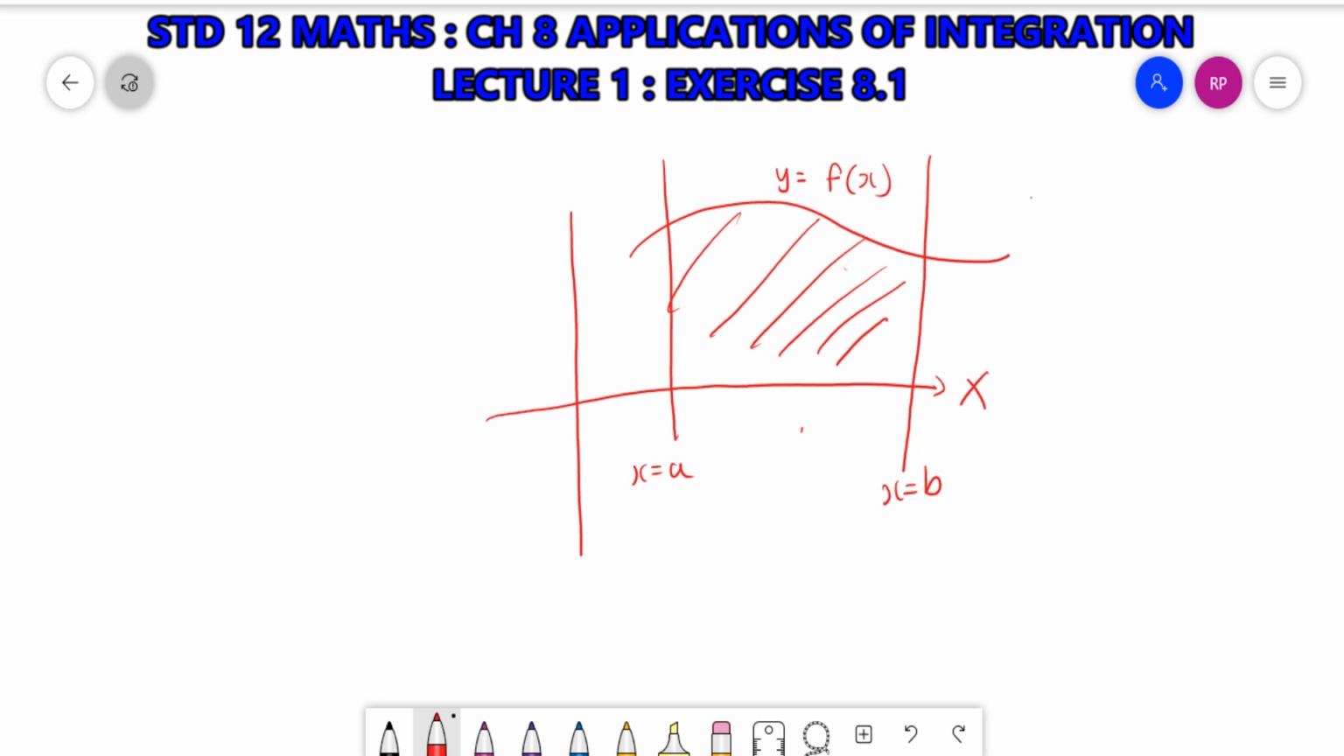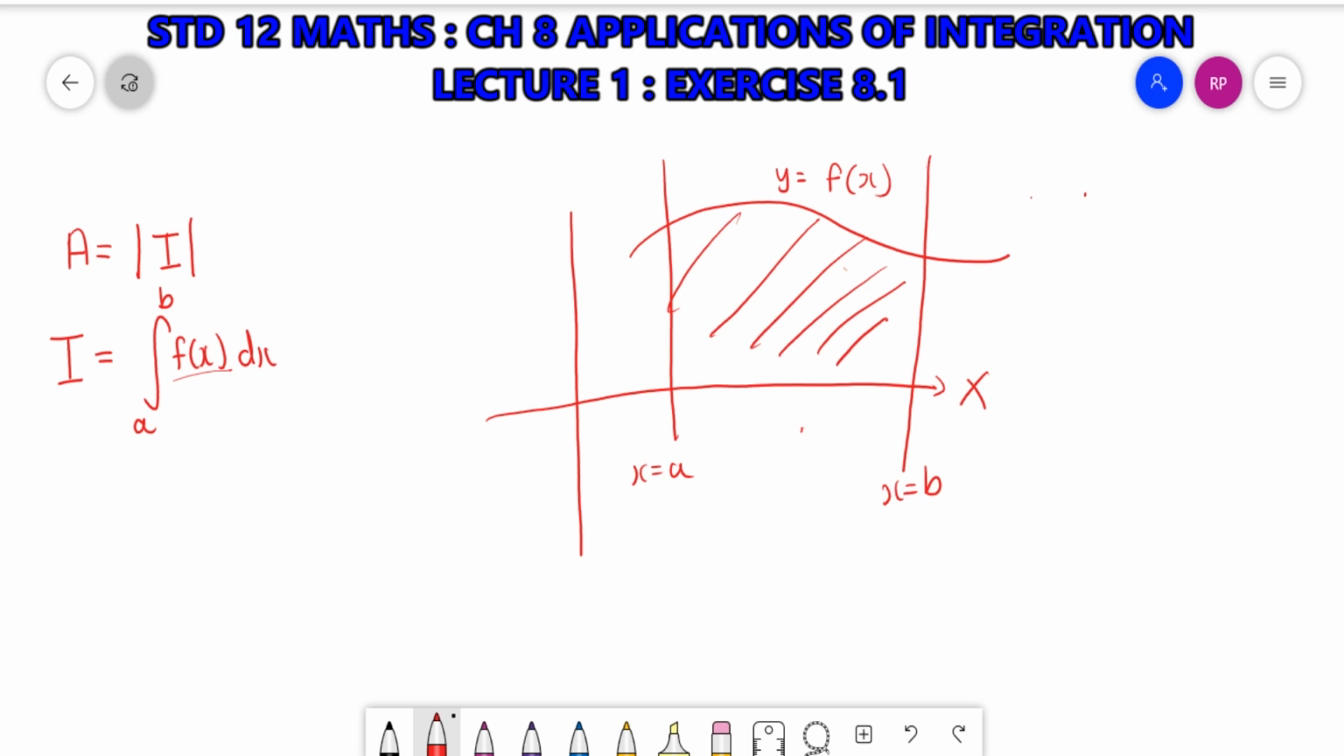So here you can find out that the area will be the modulus of the integral, where you have to take I equal to the integration from a to b of the function f of x dx. Remember, if you have to find out the area under the curve and x-axis, you have to take the function as f of x.